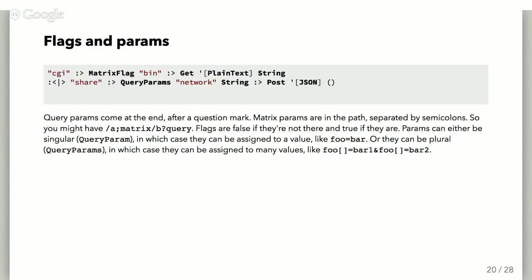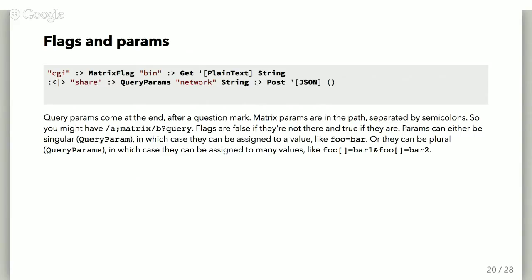I was actually surprised Servant taught me about something that I didn't know about called matrix parameters that are in URLs, and they're part of the path. So this matrix flag is on the CGI part of the path. So you do CGI semicolon bin, and that would mean that you've passed this bin or this matrix flag, and it should be set to true. So this example here on the slide where it says /a semicolon matrix, that matrix is a matrix flag, which is a thing I've never heard of before, but apparently exists. But definitely the more common one is query params. So I'm going to try to focus on that.